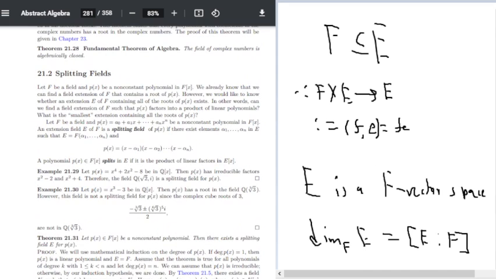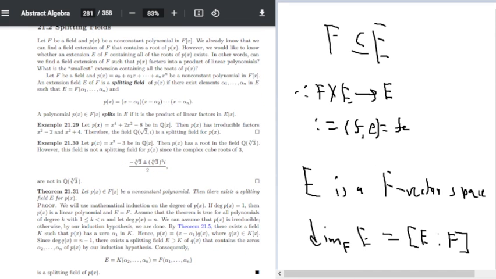Splitting fields. Let F be a field and P of X be a non-constant polynomial in F of X. We already know that we can find a field extension of F that contains a root of P of X. However, we would like to know whether an extension E of F containing all the roots of P of X exists. In other words, can we find a field extension of F such that P of X factors into a product of linear polynomials? What is the smallest possible extension containing all roots of P of X?